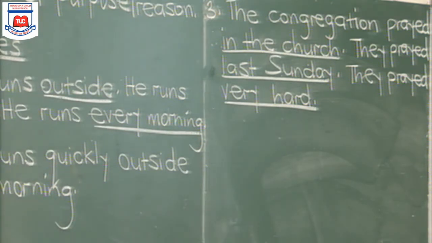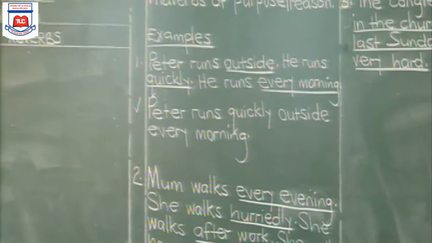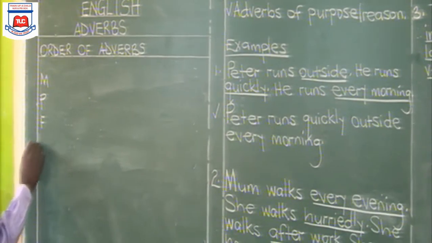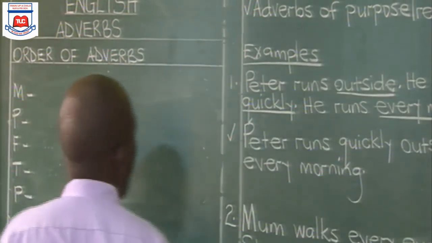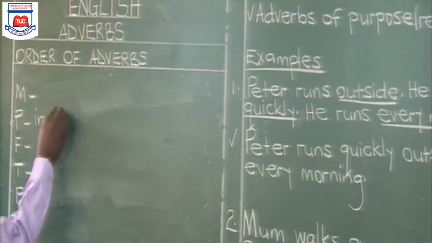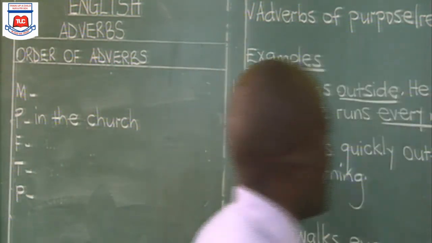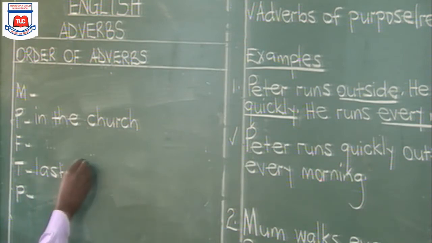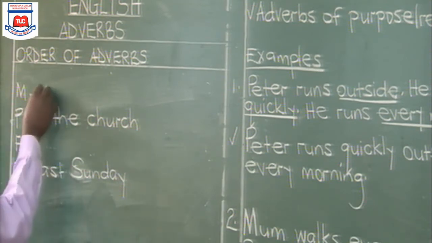So we come here and we put our formula for finding the order of adverbs. We say manner comes first, place next, frequency, time, and purpose. The congregation prayed in the church. Where? In the church. So in the church becomes place. They prayed last Sunday. Last Sunday becomes the time. And then very hard becomes the manner.